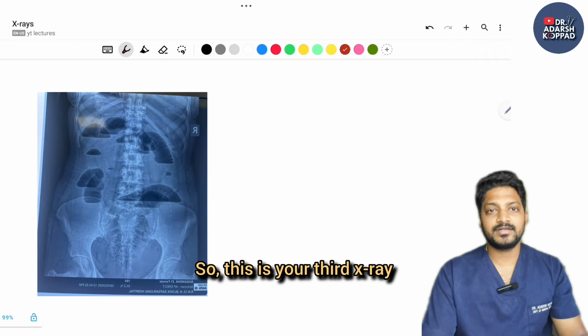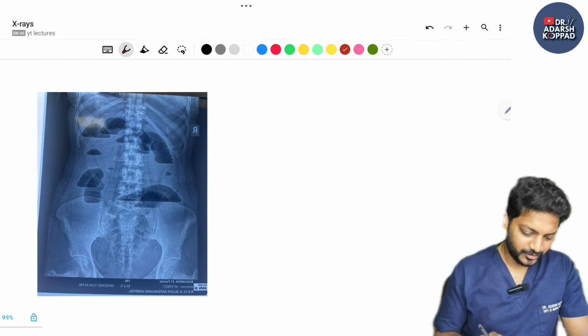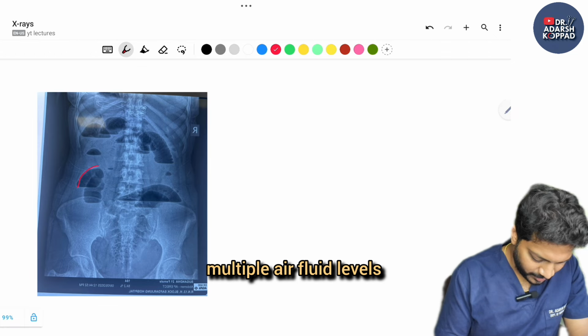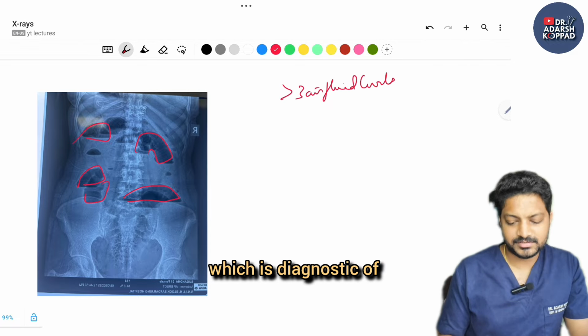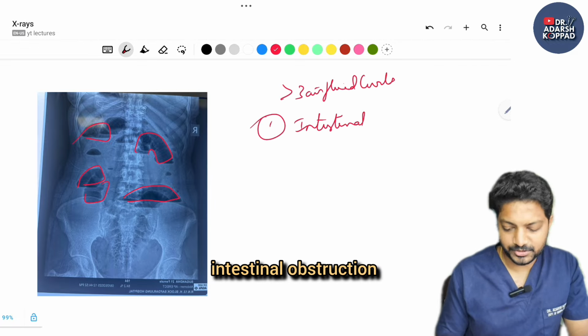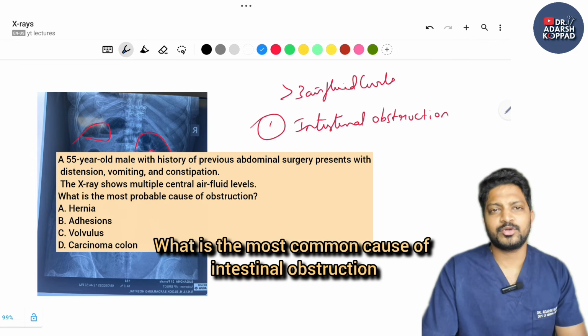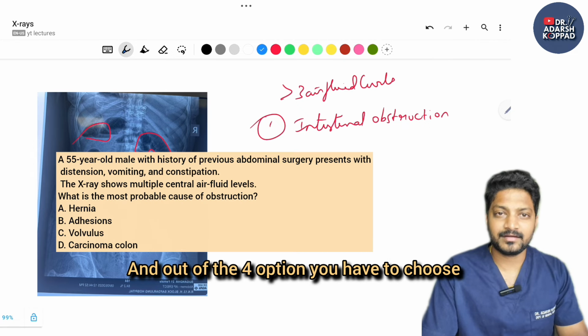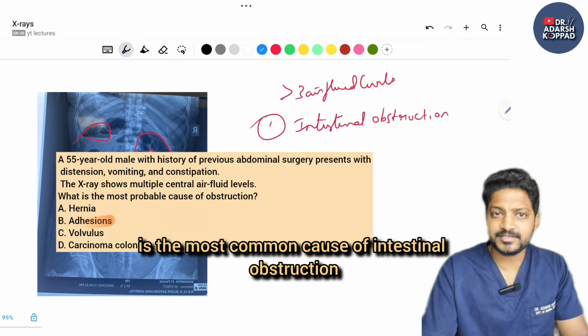So this is your third X-ray. What can you see? This is your abdominal X-ray, where you can see these multiple air fluid levels. You can see more than 3 air fluid levels, which is diagnostic of intestinal obstruction. So there you go, your first kind of question. The second kind of question, what is the most common cause of intestinal obstruction? And out of the 4 options, you have to choose the correct one. And adhesions is the most common cause of intestinal obstruction.